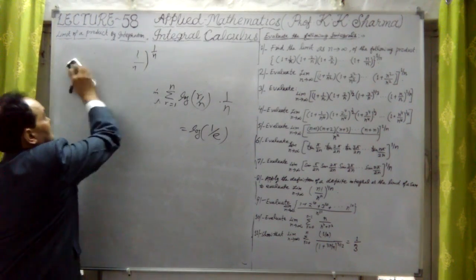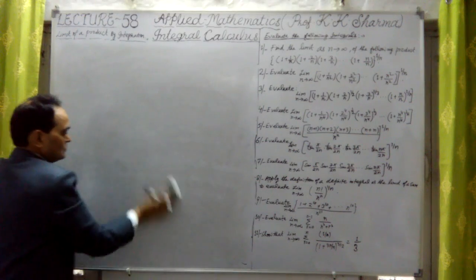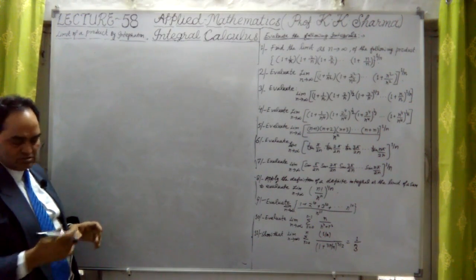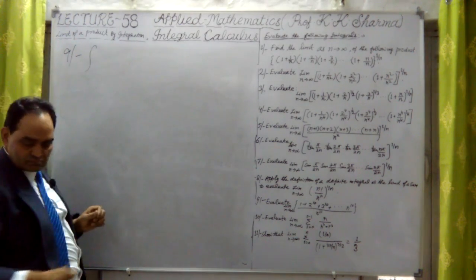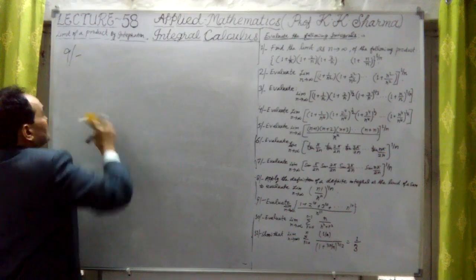Let me take the 9th question now. What does question number 9 say? Question number 9 is for the limit. What is that? It is the limit.